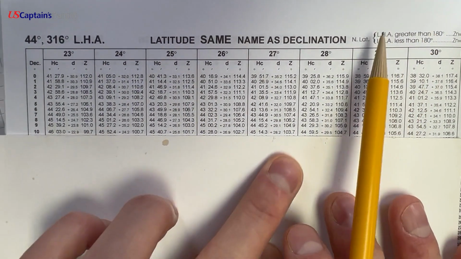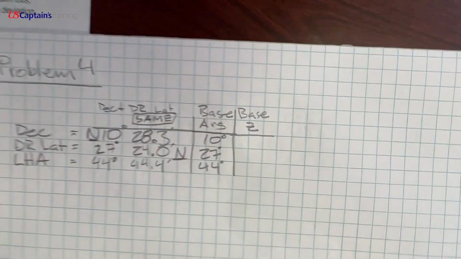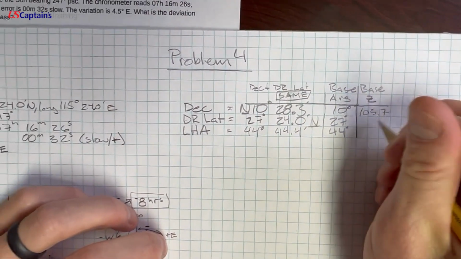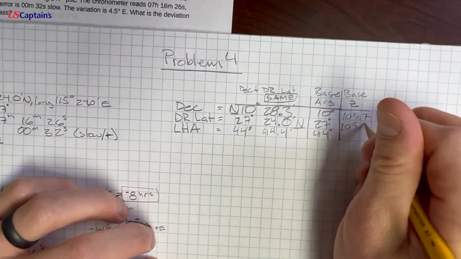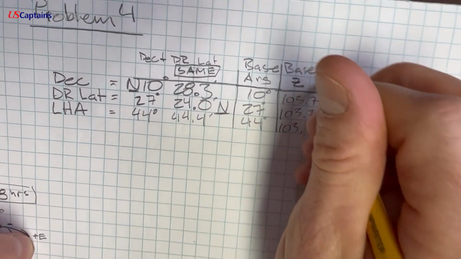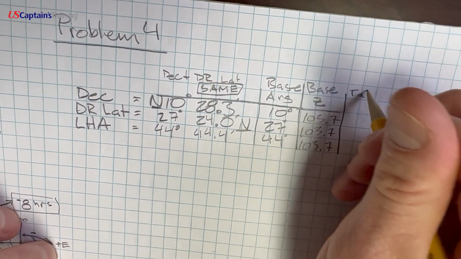So we're at 103.7. That is our base argument. 103.7, and that just carries down through all of these. Now we need to get our tabulated Z.